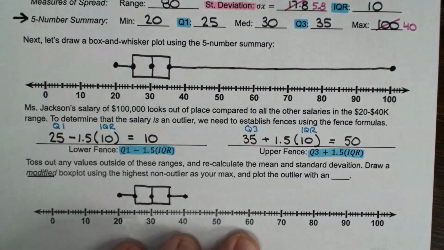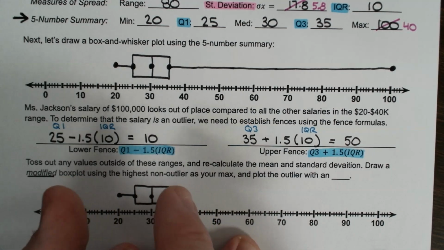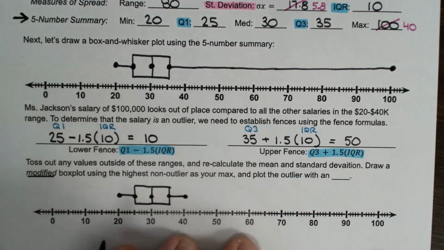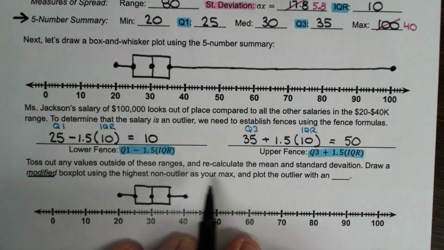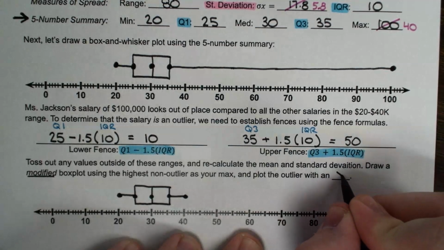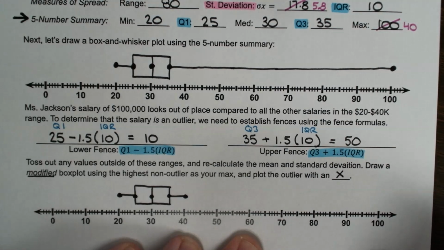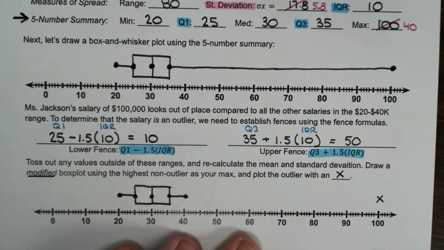Okay, that definitely shrunk our box and whisker plot a lot. The more narrow it is, the better your data is at representing whatever you're trying to represent. And the fact that each of these pieces is the same width is even better. The only other thing is, if you have any outliers, you're going to plot the outliers with an X. So because we had a 100 as an outlier over here, I'm going to write an X above the 100.